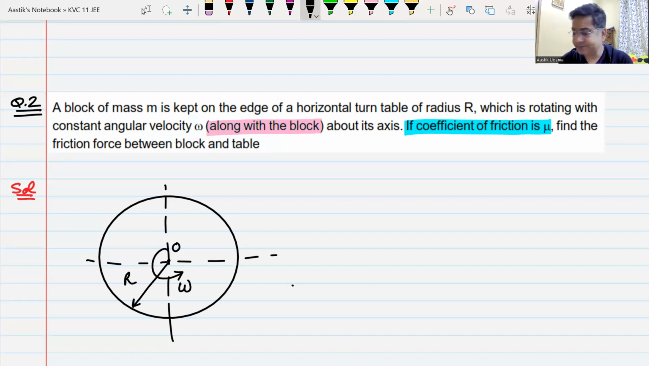Anyone draw the diagram? Did we draw the diagram? Okay, good. Then there is a block which is kept here at the edge of the table, and it is rotating together with the table. Do we understand this? Yes or no?